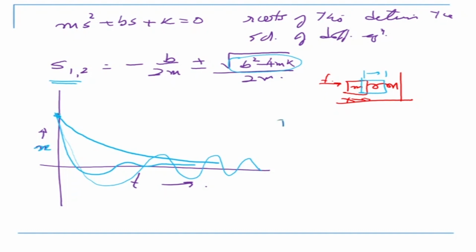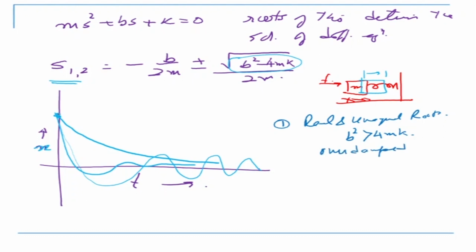So real and unequal roots would mean that b squared is greater than 4mk. In this case, with real and unequal roots, b squared is greater than 4mk. This is an overdamped system.